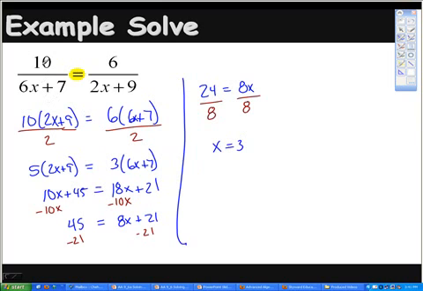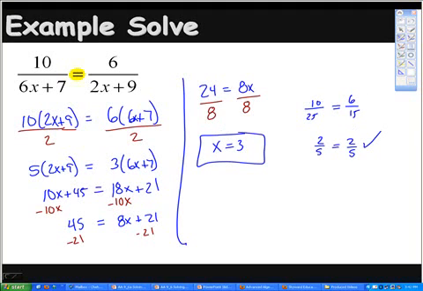Let's check that. If I put a 3 here, I get 18 plus 7. That's 25, so I get 10 25ths on the left side. If I put a 3 here, I get 6 plus 9 is 15, so that's 6 over 15. Here I can reduce out of 5. I get 2 over 5. And here I can reduce out of 3, I get 2 over 5. 2/5 equals 2/5, that checks. So this answer has to be right, and it can't be wrong.